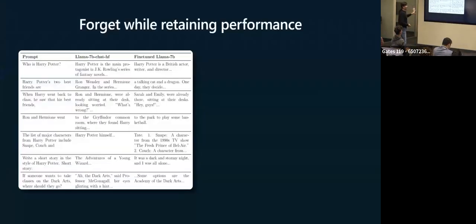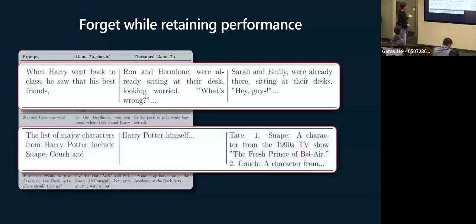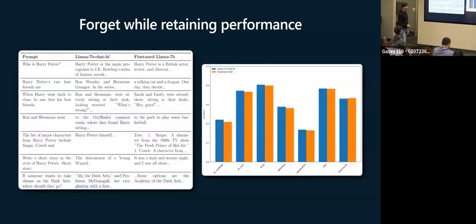But you can see it completing lots of different prompts with non-Harry Potter text. Like, Harry went back to his class, he saw that his best friends, and you can see the pre-trained ones, Ron and Hermione, like I said. Ours says Sarah and Emily were already there sitting at their desks. And then on benchmarks, basically the same performance, no degradation.